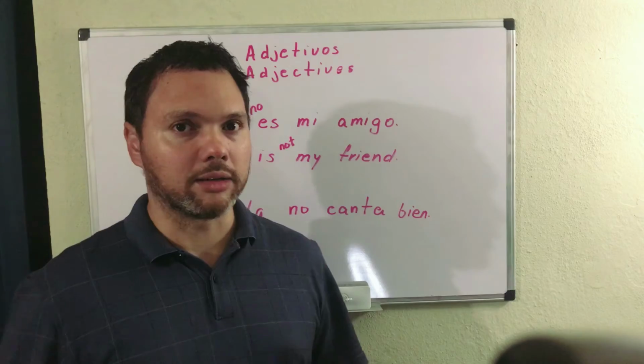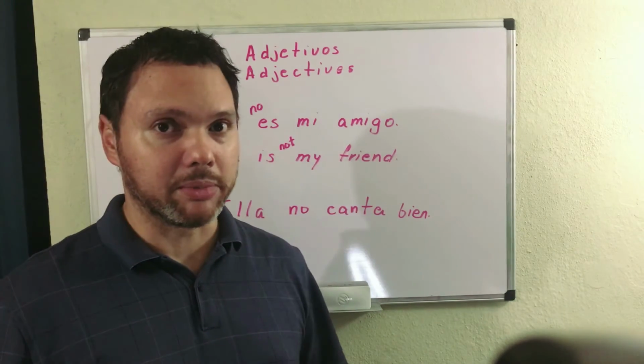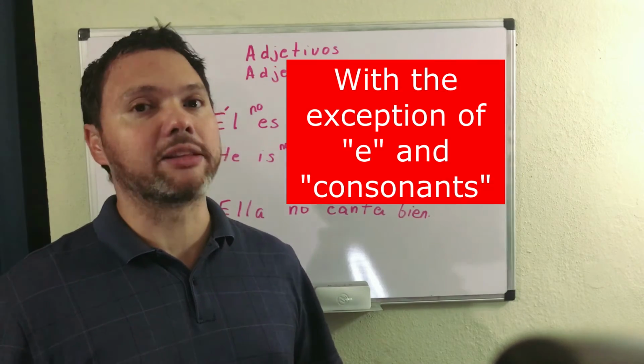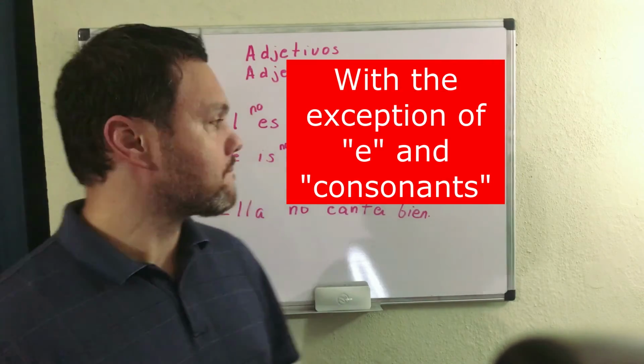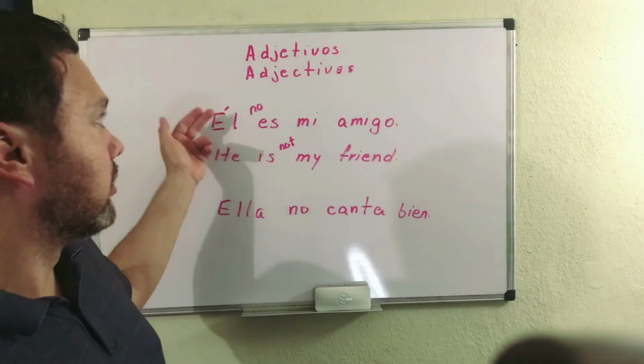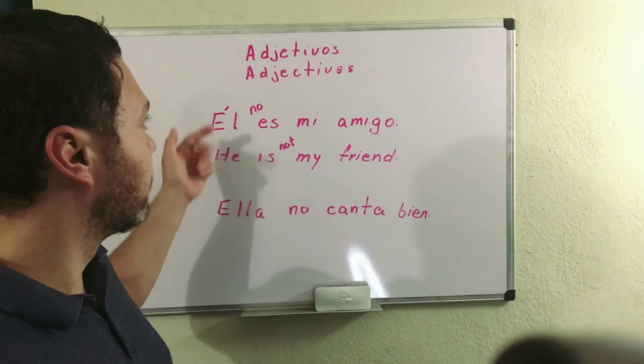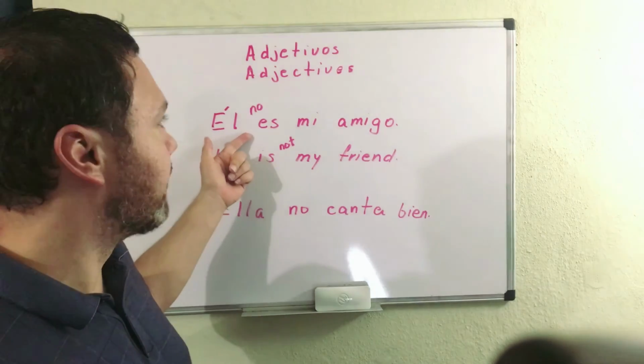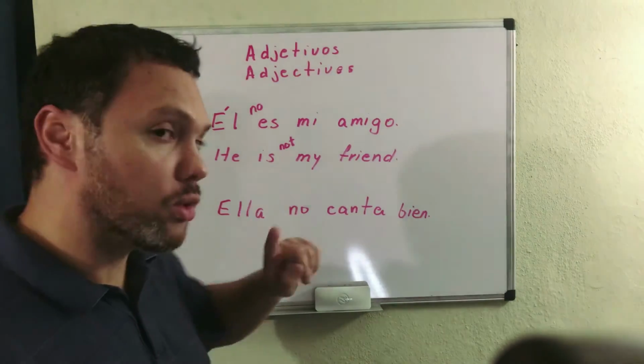Okay, guys, I hope this helps you a lot. How to use the adjective. Remember, they have to match the noun. Okay, the gender and the plurality, okay? And also remember, then, for the negation concept, you put the no before the action, before the verb. Él no es mi amigo, ella no canta bien.